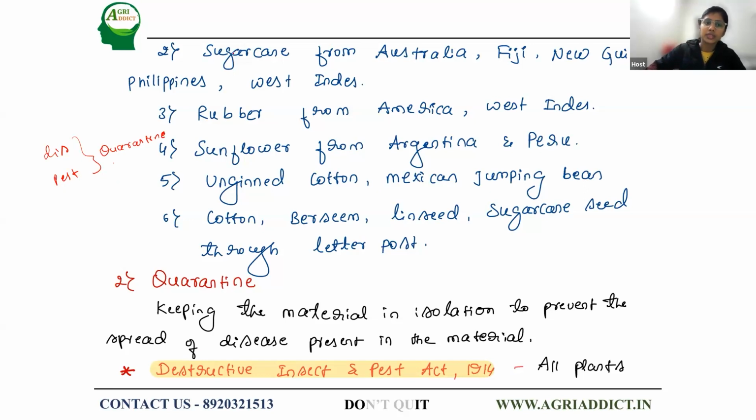So that's why they have completely restricted the entry of these crops into India from certain places where those diseases or pests frequently occur. Sugarcane is restricted from Australia, Fiji, New Guinea, Philippines and West Indies. As I have mentioned, these are all examples. Don't worry, you can mug up or remember whatever you have to. Rubber is restricted from America and West Indies, sunflower from Argentina and Peru. Unginned cotton and Mexican jumping beans are also restricted. Cotton, berseem, linseed and sugarcane seeds through letter post are restricted.